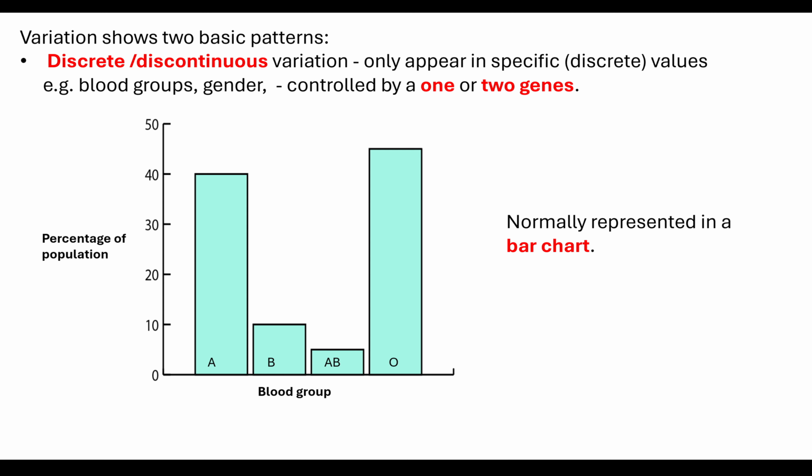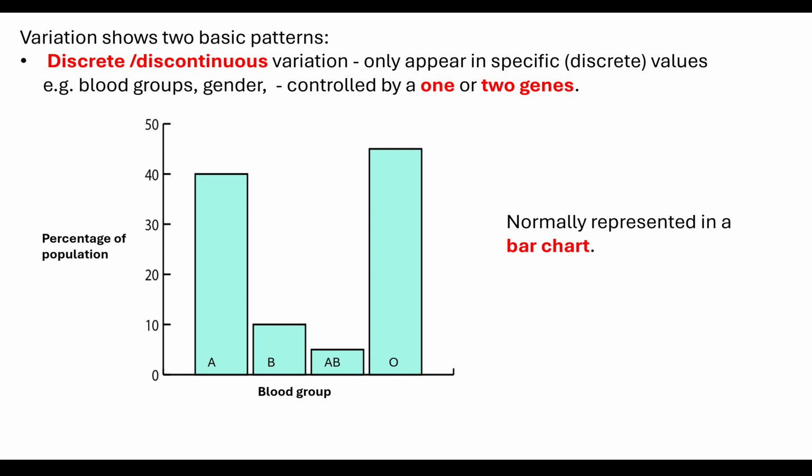Now, you will learn about this more when you get to module 6 and patterns of inheritance, but for the AS content, you just need to know that this is called discrete/discontinuous variation.